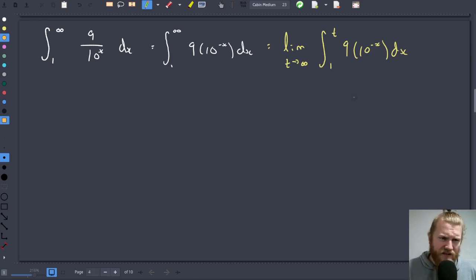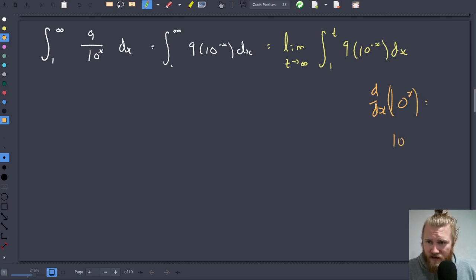So let's just take a look at the derivative of an exponential function, and then we'll find the antiderivative, and then we'll think about how that negative x plays into here. So the derivative of an exponential function, like 10 to the x, is going to be 10 to the x times the natural log of the base. We multiply by the natural log of the base.